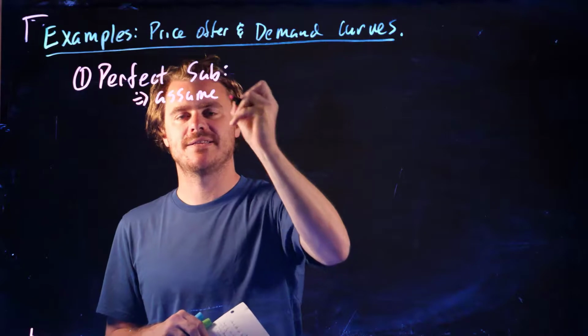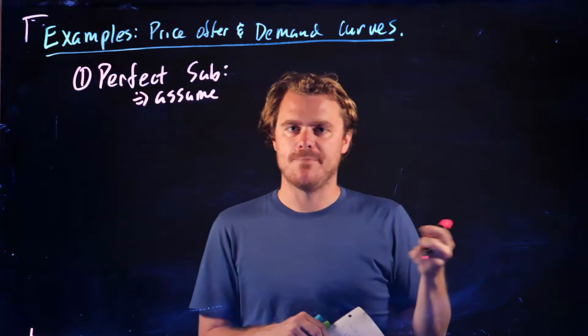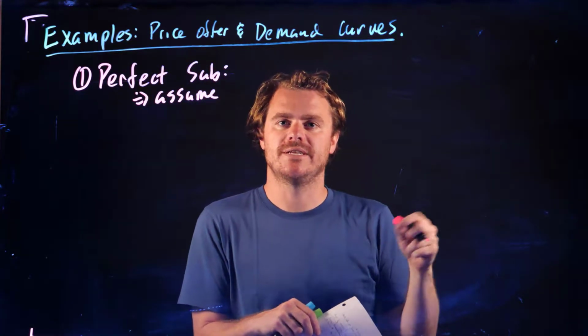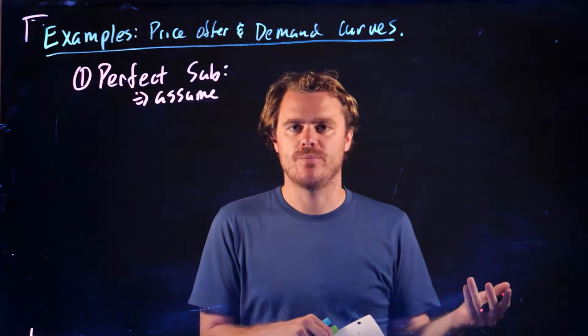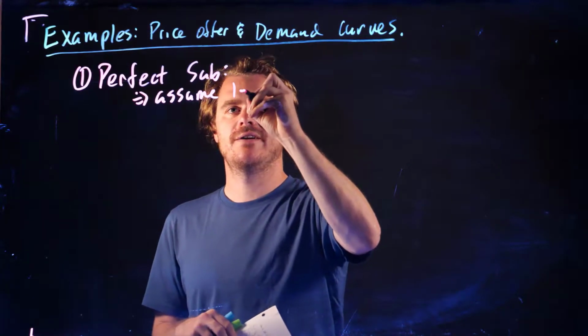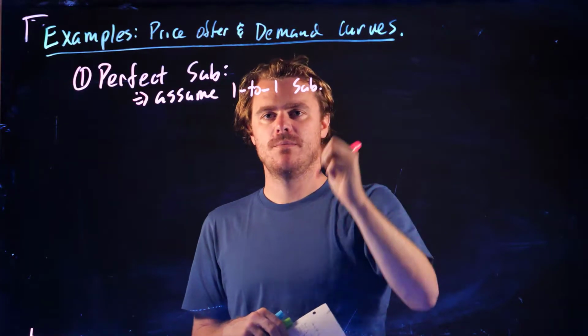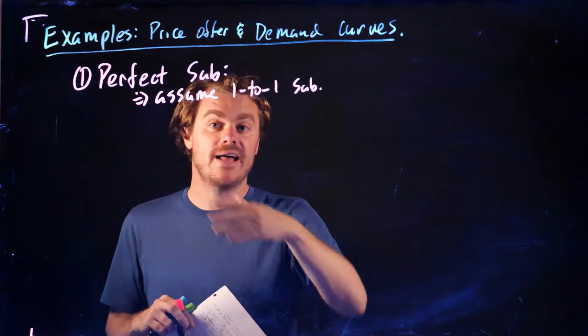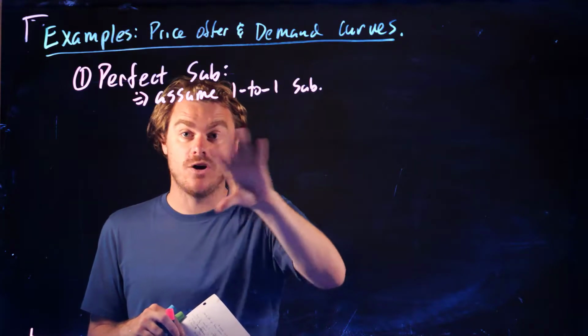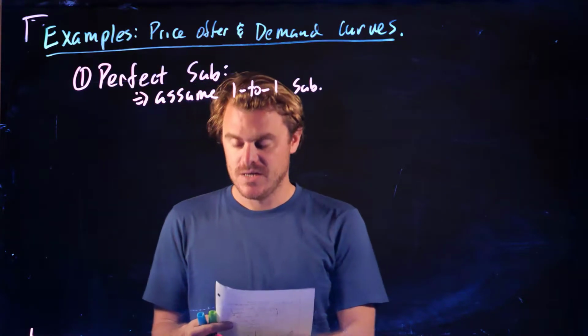So if you think back, that's like our black pen and blue pen example, where we don't care about color, so we're going to substitute one black pen for one blue pen, for instance. So we're going to assume a one-to-one substitution. But you could have 2-for-1 and things like that, and that would slightly alter our analysis here.